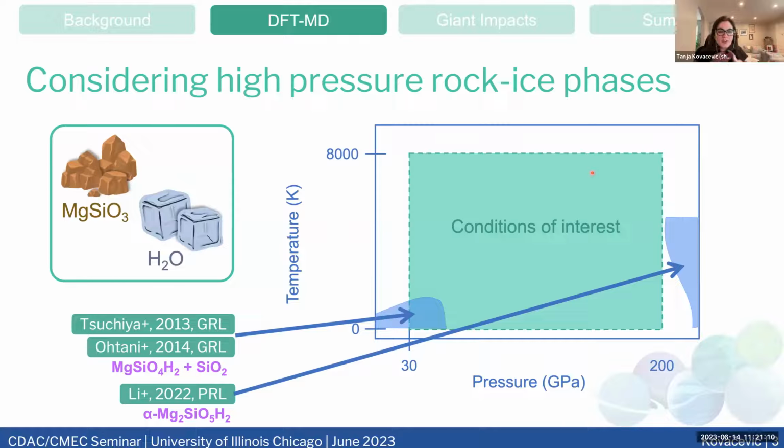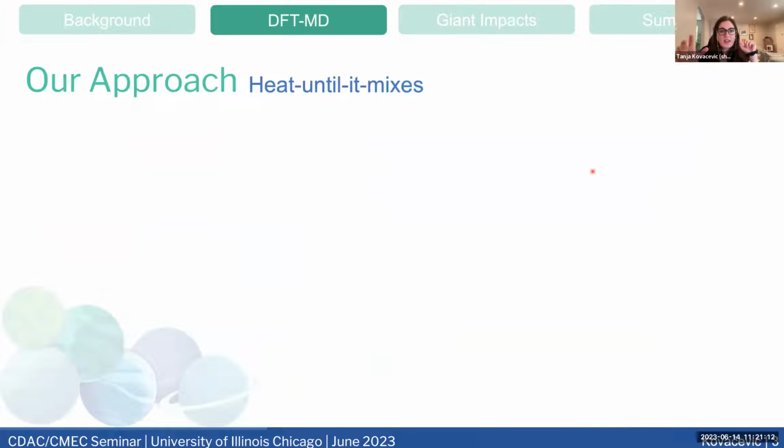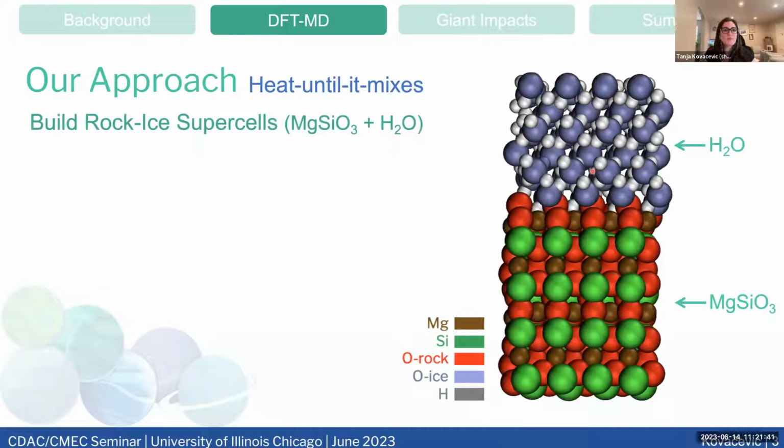Now, the next step: we have our materials, we have the conditions we want to investigate, so we need to build our cells. The approach we're going to use is a heat-until-it-mixes approach. It's going to overestimate the mixing temperatures a little bit, but we argued in the paper the reasons why we believe it will constrain them pretty well. You can ask questions if you want, but I'll keep moving on so I can keep my talk on schedule.